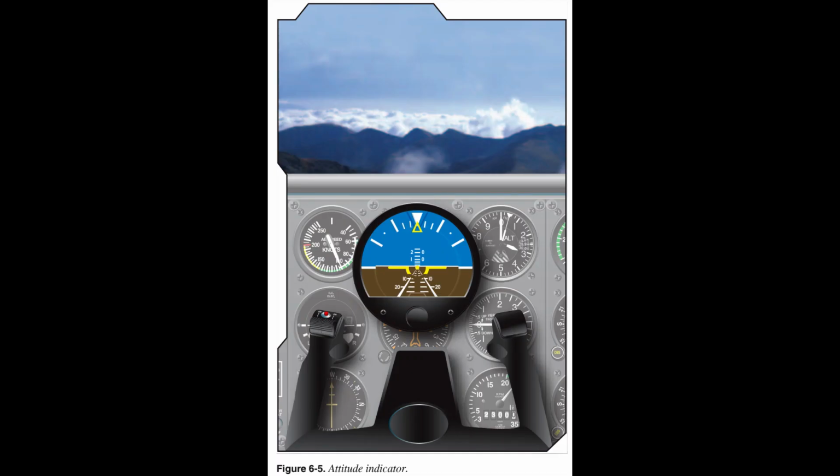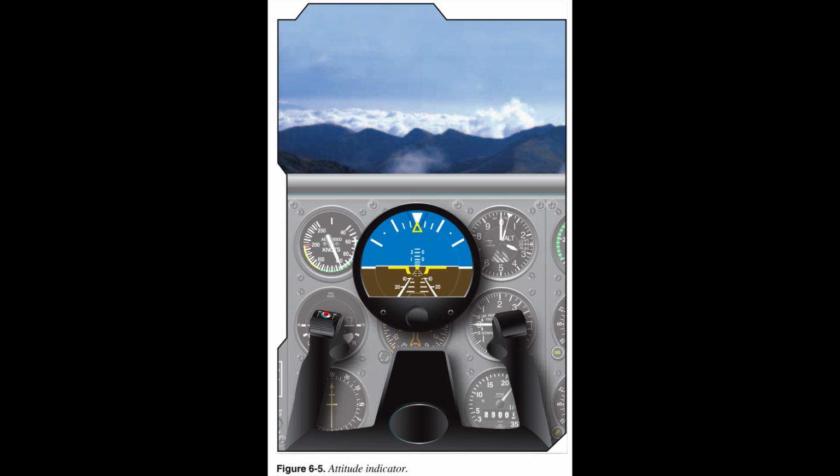The pitch attitude control of an aircraft controls the angular relationship between the longitudinal axis of the aircraft and the actual horizon. The attitude indicator gives a direct and immediate indication of the pitch attitude of the aircraft. The aircraft controls are used to position the miniature aircraft in relation to the horizon bar or horizon line for any pitch attitude required. Figure 6.5.